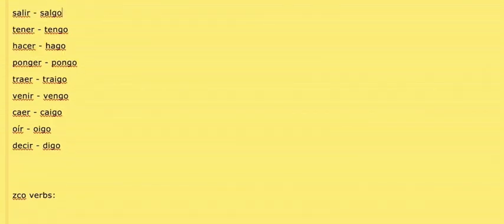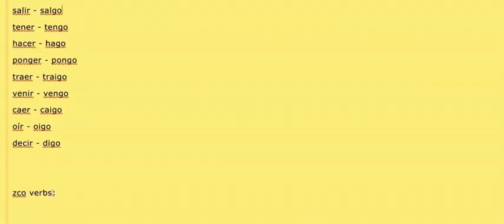Now next, we're going to go to the SCO verbs right here. These are verbs that tend to end in cir or cer, and in the yo form, they're going to end in zco. So for example, conocer means to be familiar with or to know. Take the word conocer. We would expect it to be conoco, but it's actually conozco. And one thing is that with the zco, they wanted to keep this s sound consistent, and so it's conozco, conoces, conoce, so on and so forth.